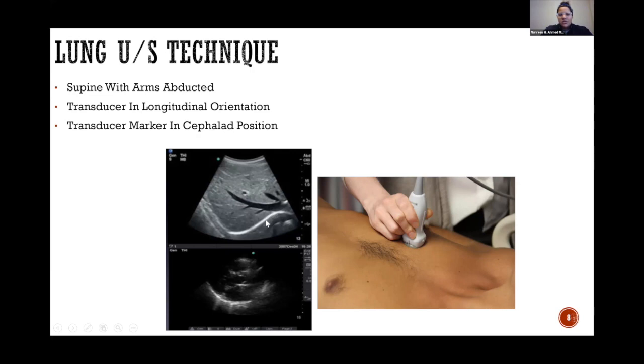So if I'm looking here, I see the diaphragm, which is this white line, what we call hyperechoic. Below that is the liver, which is a gray structure. And then above that is the lung. And so if I wanted to slide upward to see more of the lung spaces, I would slide this probe up on the chest, moving up towards the head to see more spaces of the lung. Okay.